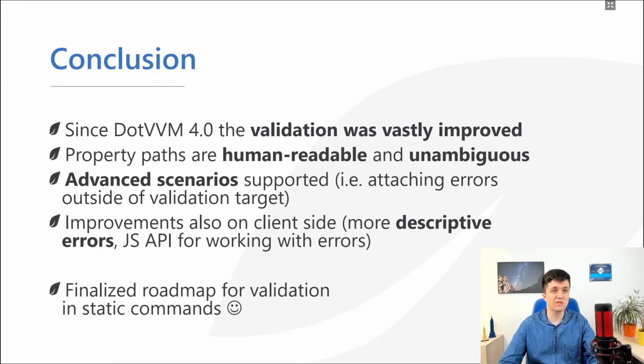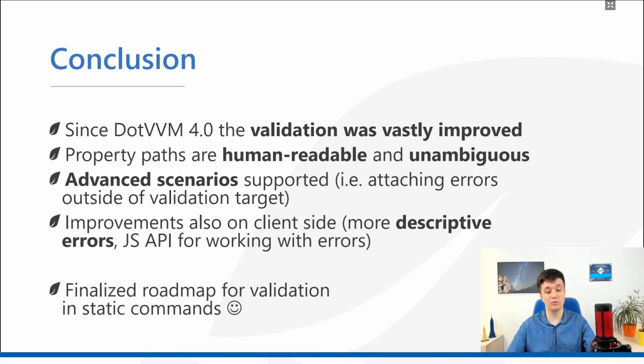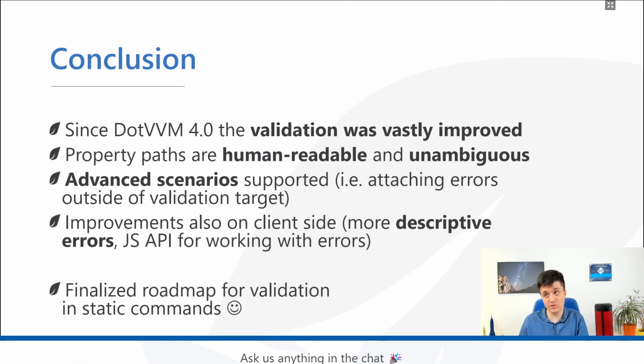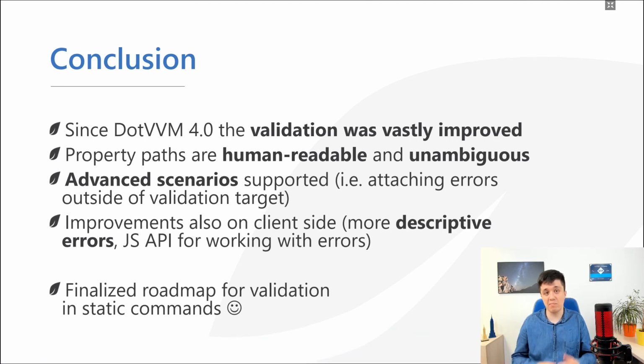And we are now supporting, since DotVVM 4.0, some more advanced scenarios. For example, you can manually attach errors outside of your defined validation scope by setting validation targets. So you can basically override this behavior. It, of course, doesn't affect the automatic validation, but whenever you are manually adding errors, you are now able to override this behavior, if you choose to do so. Improvements on the client side are another important thing that we did. We are displaying more descriptive errors in the JavaScript console, and we are also introducing a JavaScript API for working with errors that will be coming in upcoming versions.